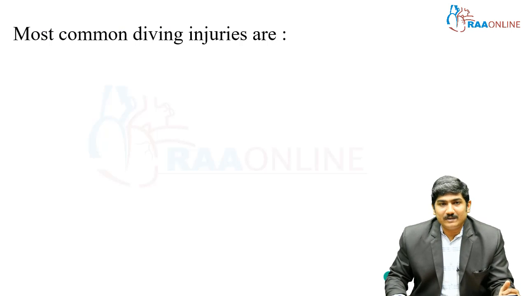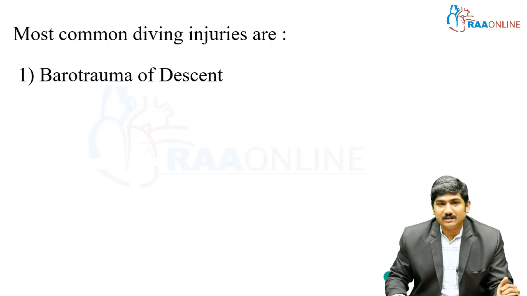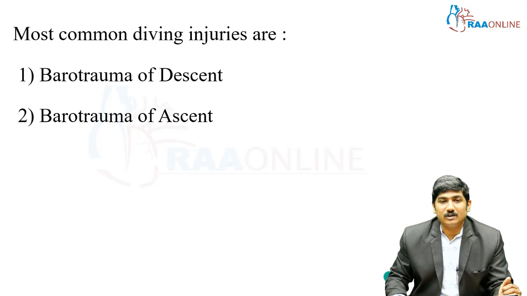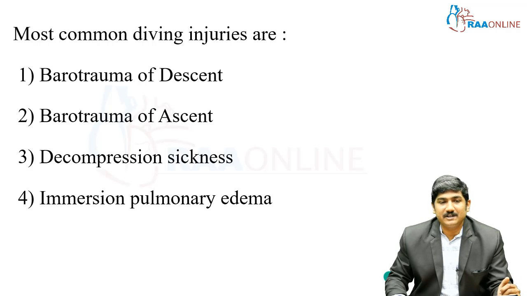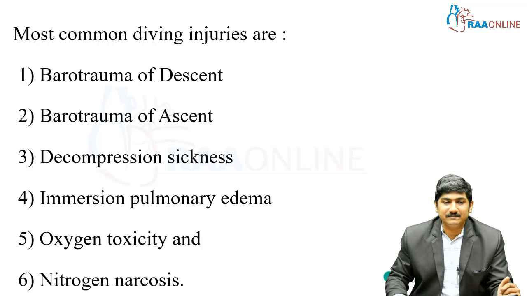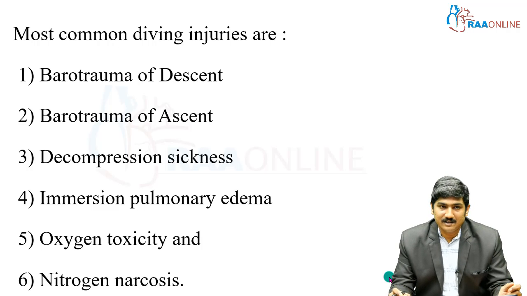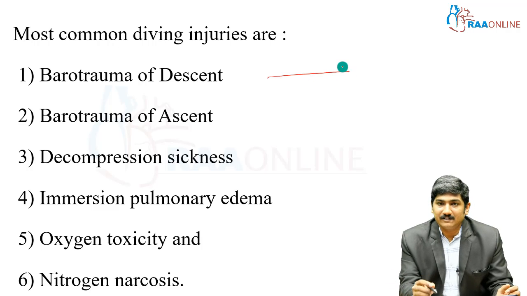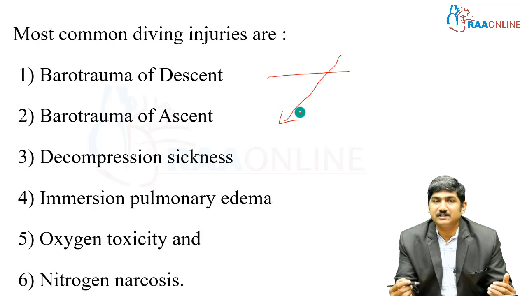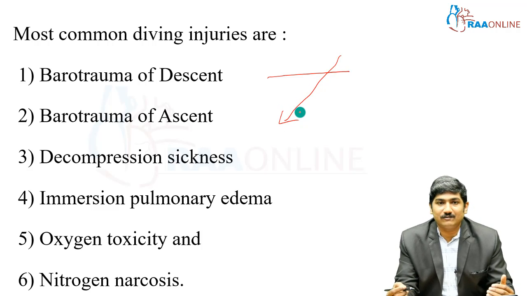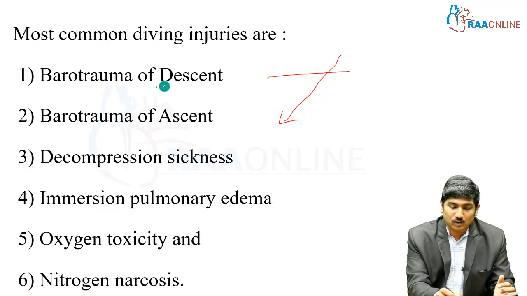So what are the most common diving injuries? They are classified as: barotrauma of descent, barotrauma of ascent, decompression sickness, immersion pulmonary edema, oxygen toxicity, and nitrogen narcosis. What do you mean by barotrauma of descent? From sea level, when the diver dives inside, what happens to his body because of the pressure and volume changes is called barotrauma of descent.